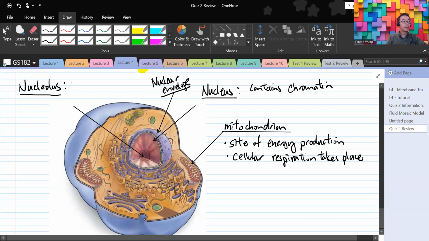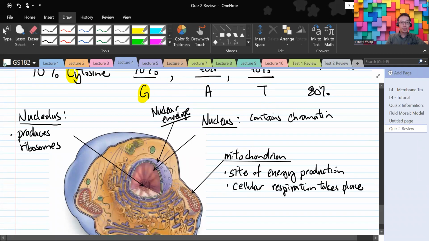I just have a private question. Nuclear envelope is the same as nuclear membrane? Yes, same thing. The nucleolus is the site of ribosome production. It produces ribosomes. And then they will exit from the nuclear pores into the cytoplasm.